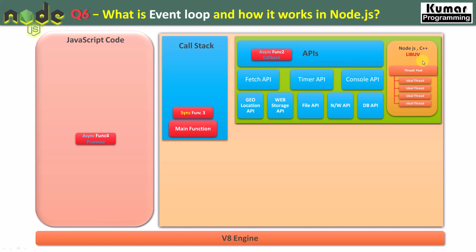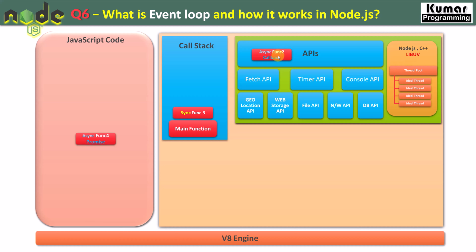This library has a number of idle threads inside a thread pool, right? So it assigns a thread to this function, and then this function is assigned to the respective API. We have several kinds of APIs like fetch API, timer API, console API, geolocation API, web storage API, file API, network API, and DB API. These kinds of APIs are there, and they are handled by the libuv library, right?